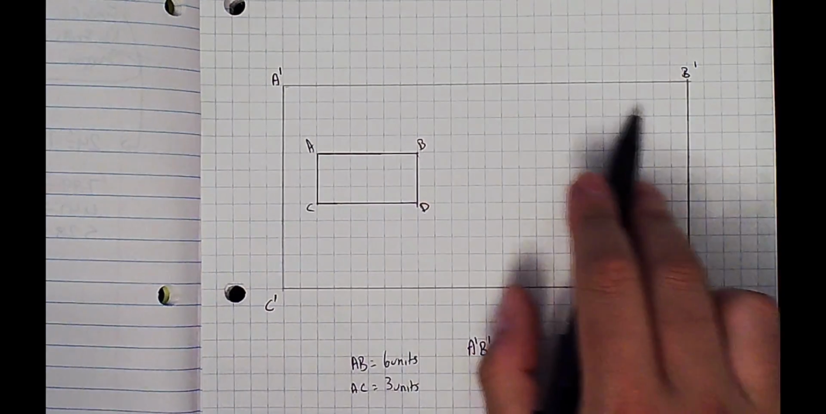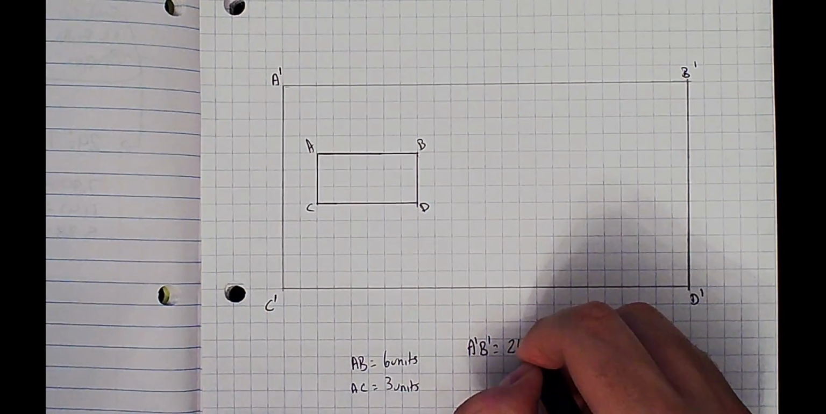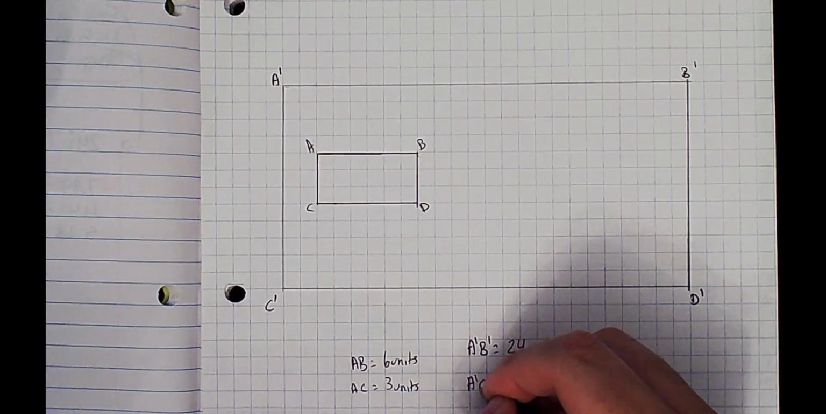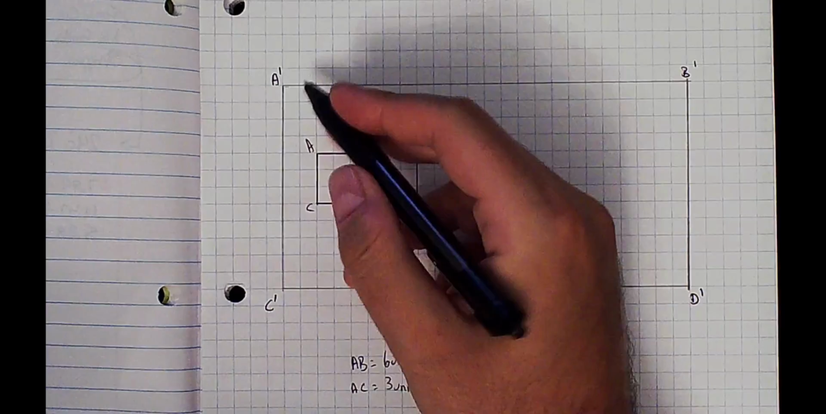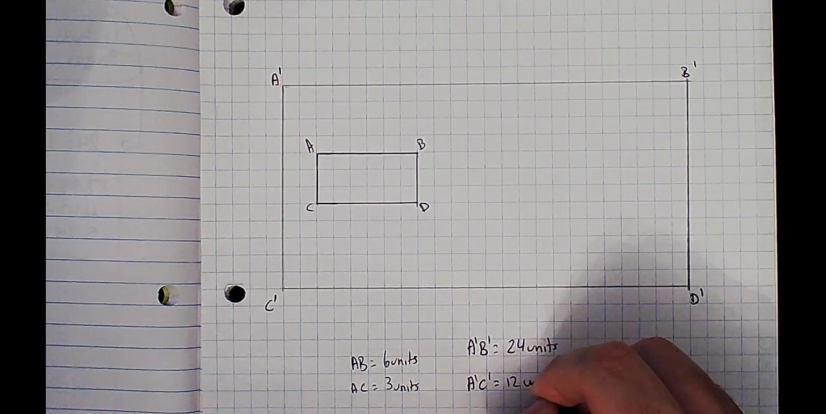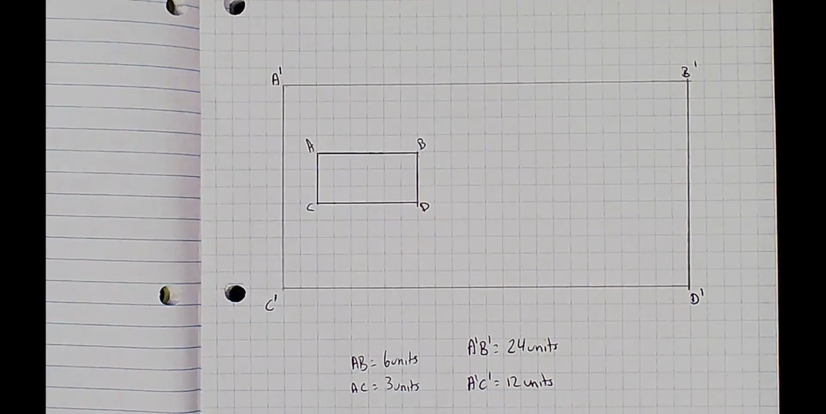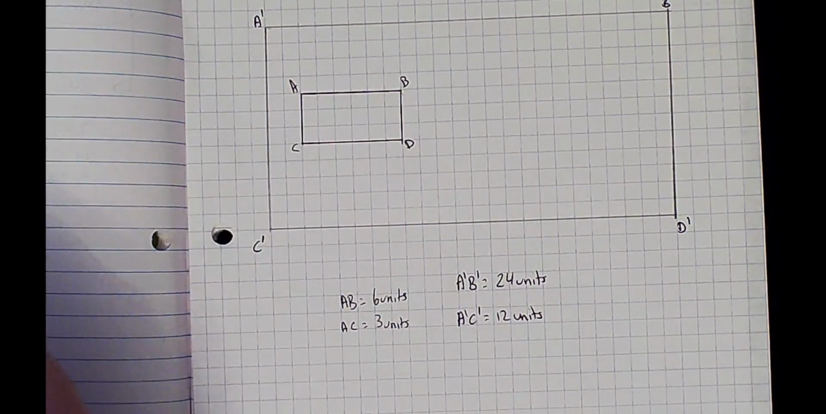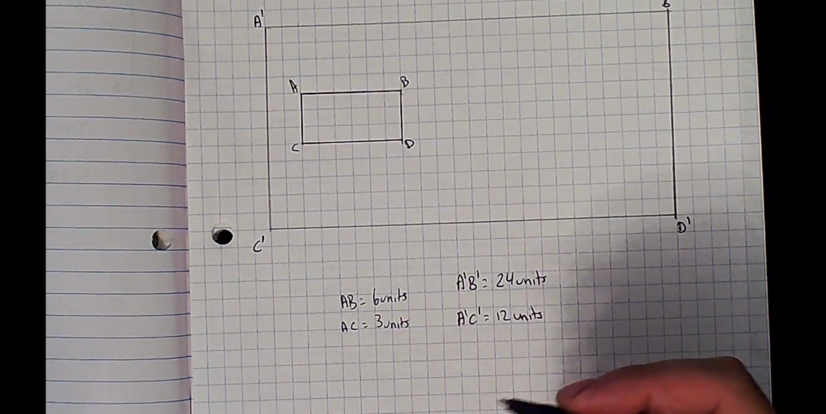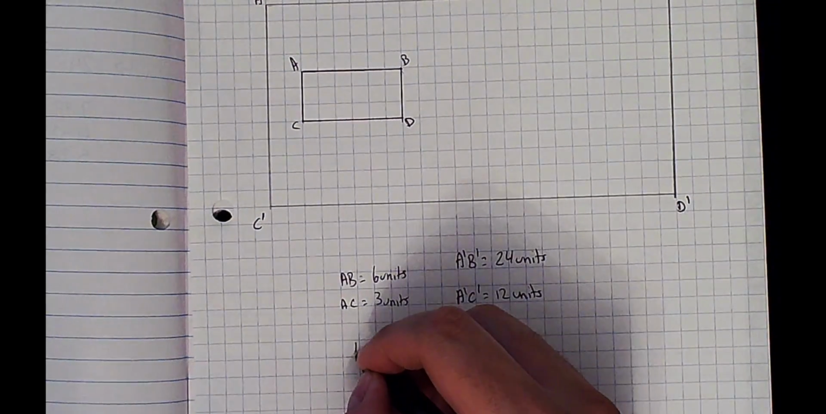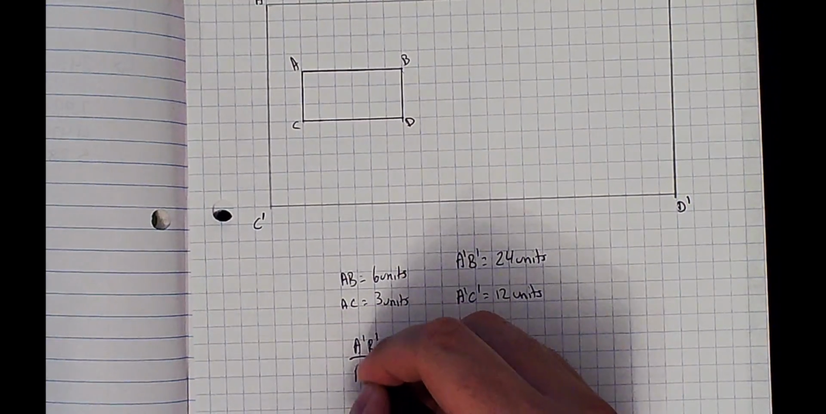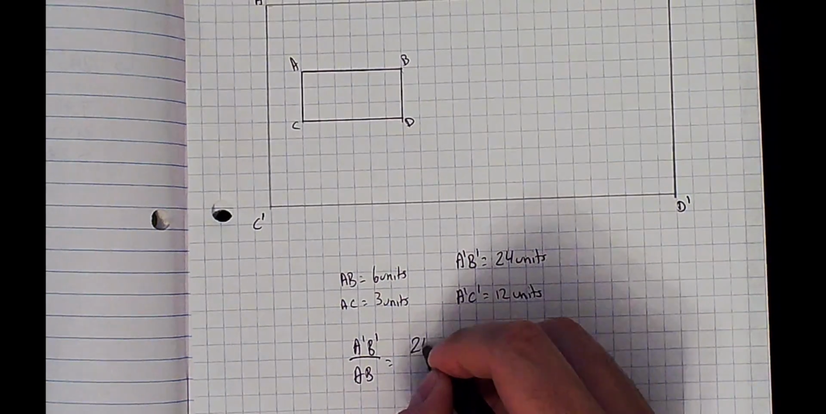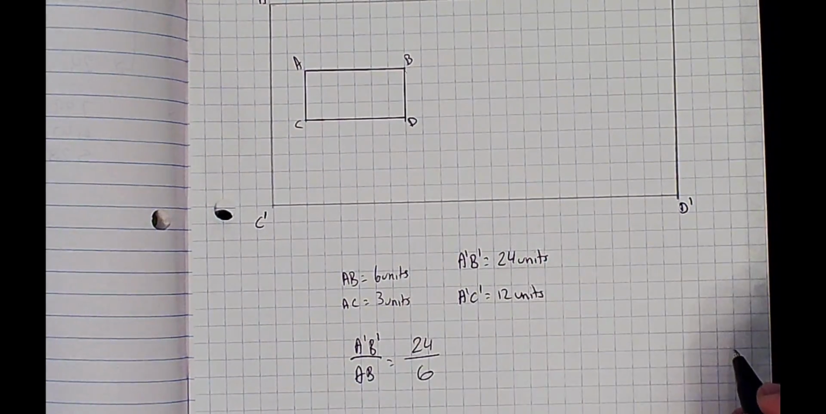equals. So when you count this across, it's 24 units. And A prime, C prime, that's going to be 12 units. So when you have this fraction here, you'll see that you can create a fraction out of it. Sorry if I spoiled the surprise, but you would do something like this. A prime, B prime over AB. Well, A prime, B prime is 24 over 6.